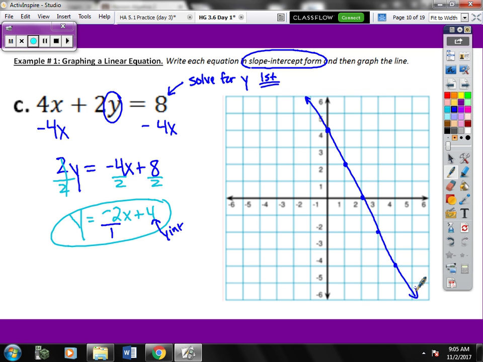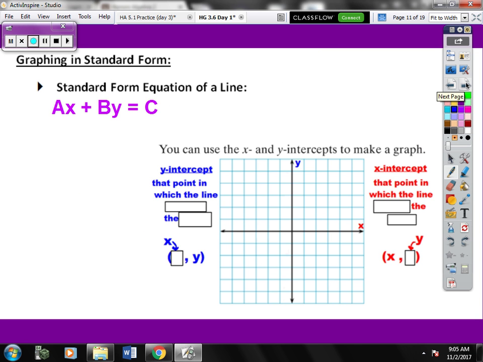On the back, we'll review graphing in standard form, which is our ax plus by equals c. So you probably want to drop that down under our formula. Ax plus by equals c. A, B, and C are usually integers, but they can actually be rational numbers according to the Keystone. So they could be fractions, positive or negative whole numbers.